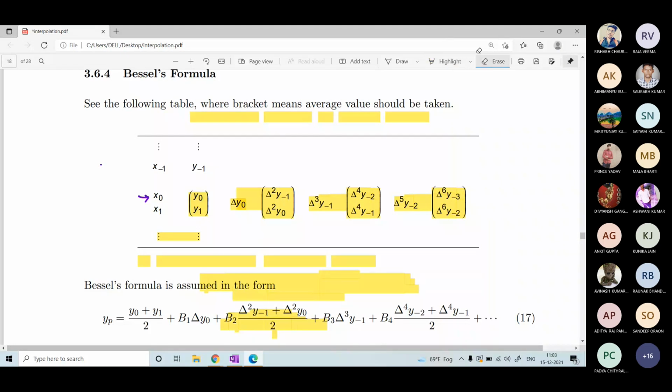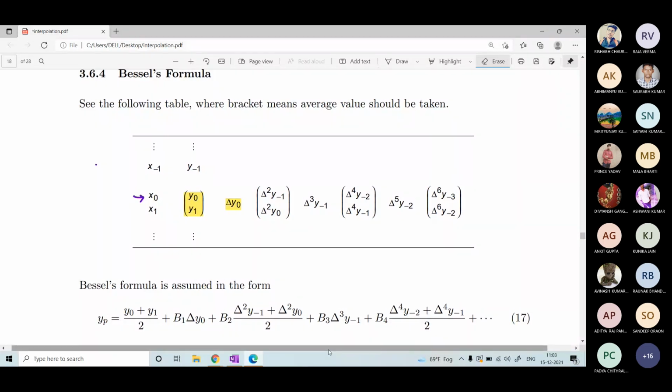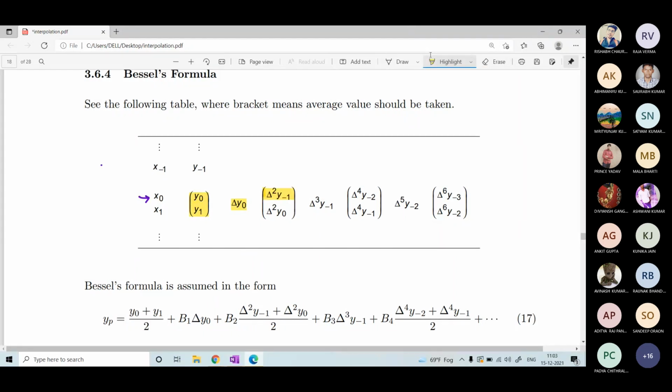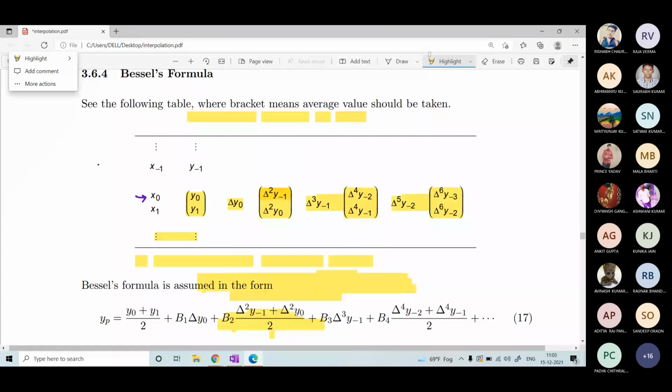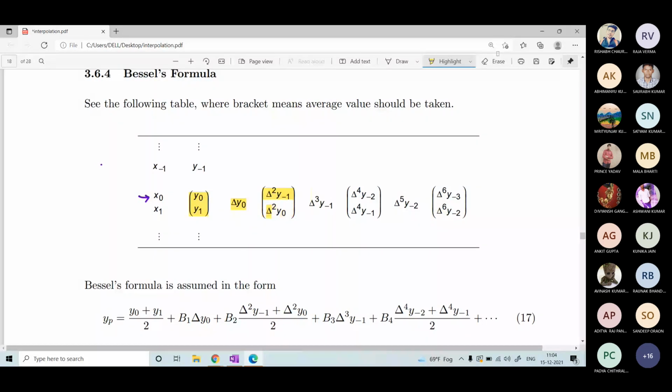It is not working properly. Just a moment. It is not working properly, this highlighter. What is happening? Okay.